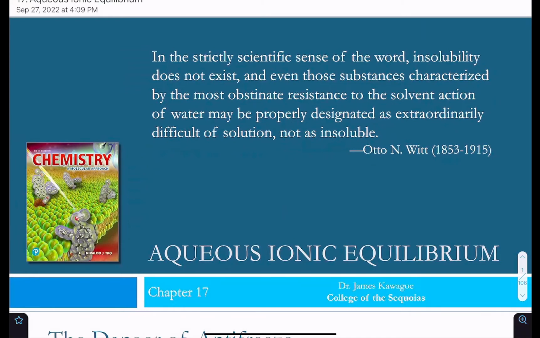But most of the first half of this chapter, everything we're going to get through today, is still acids and bases. So specifically buffers.